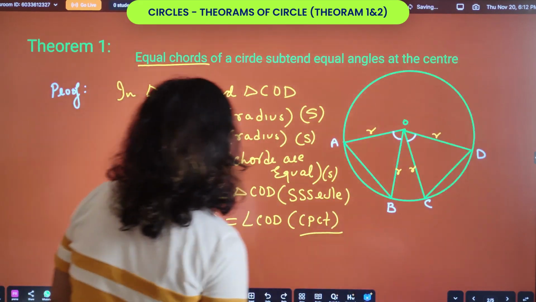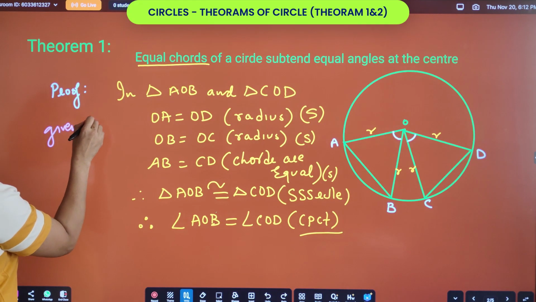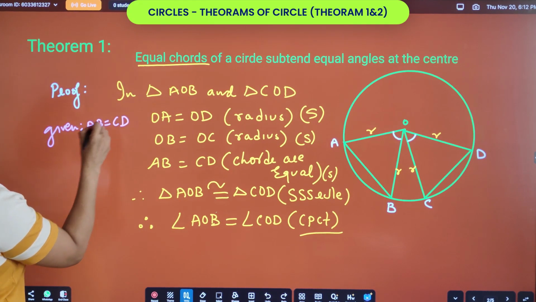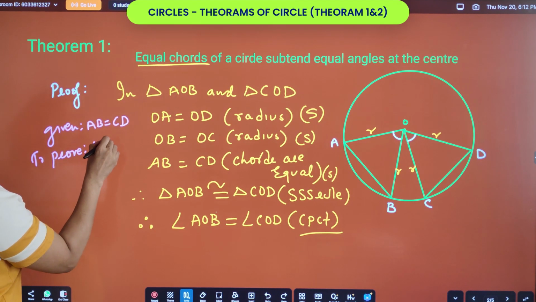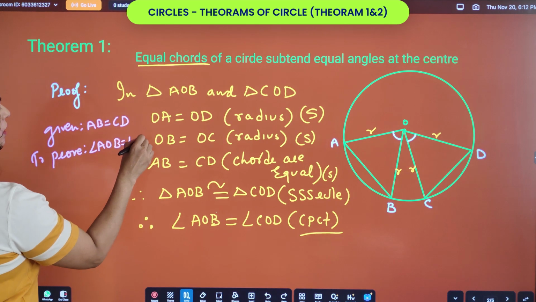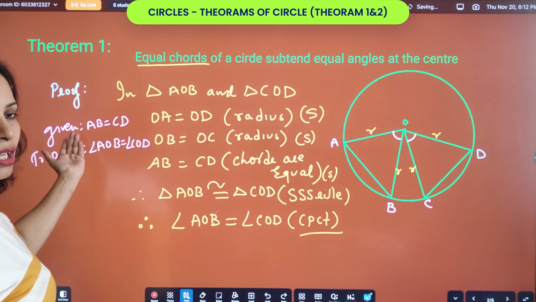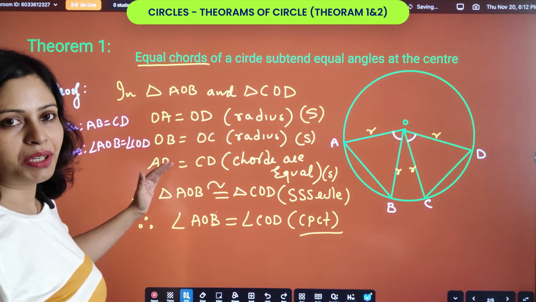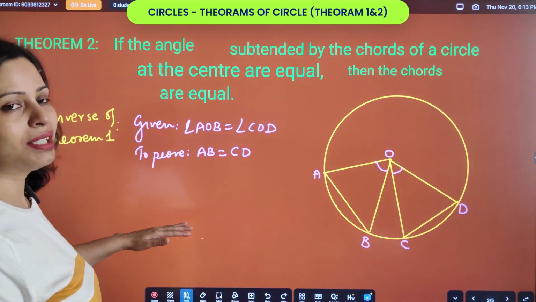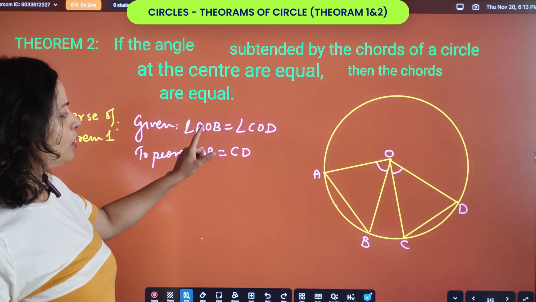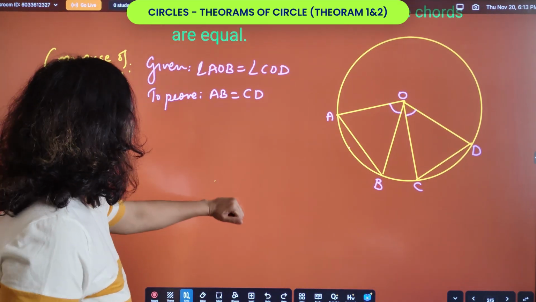If you see in the previous part, it was given AB is equal to CD. Chords were given equal, and we proved angle AOB is equal to angle COD. So this is just the opposite. Earlier, chords were given equal and we had to prove the angles subtended by the chords equal. But here it's the other way around. The angle subtended by the chords at the center is given equal, and we have to prove the chords to be equal.